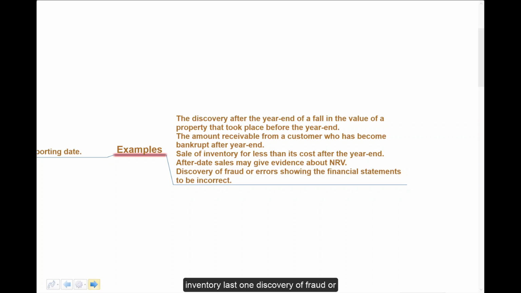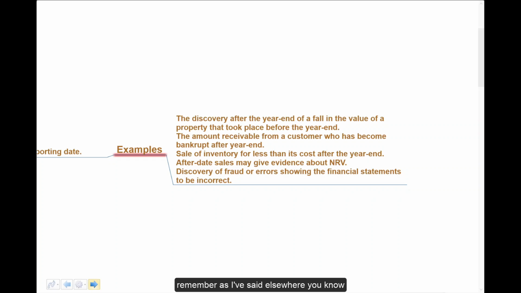Last one: discovery of fraud or errors showing the financial statements to be incorrect. Absolutely. We've prepared financial statements up to and including the reporting date. Someone has been up to something during the year, which means that the financial statements as they stand, in whatever way, shape or form, are incorrect. That's certainly a condition that links to a set of transactions prior to the reporting date. So hopefully you get the gist of it.